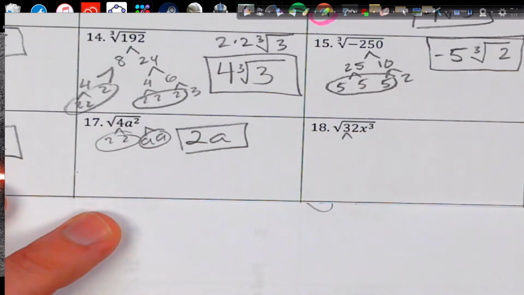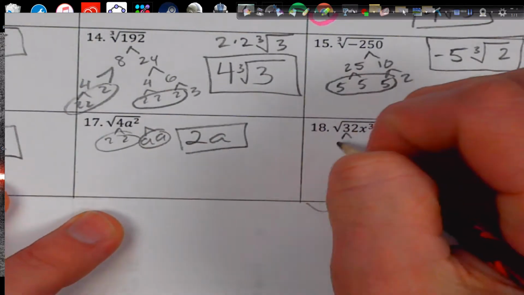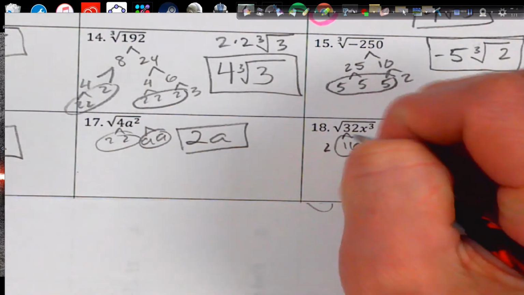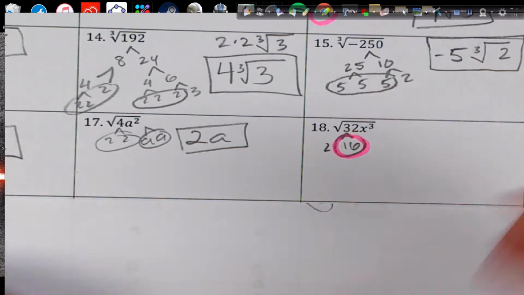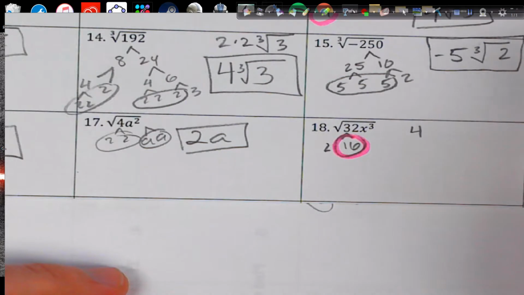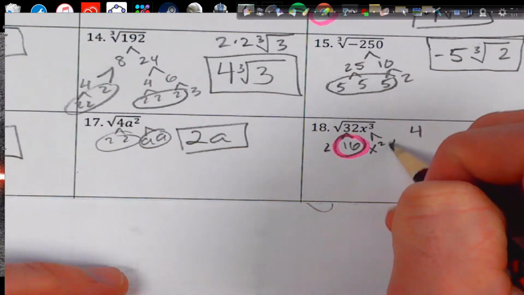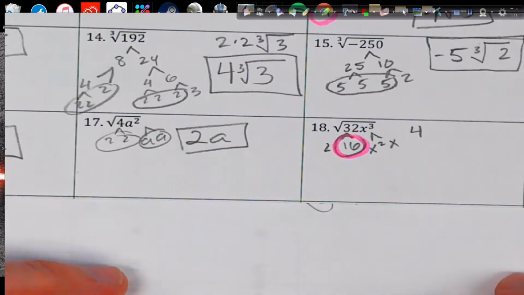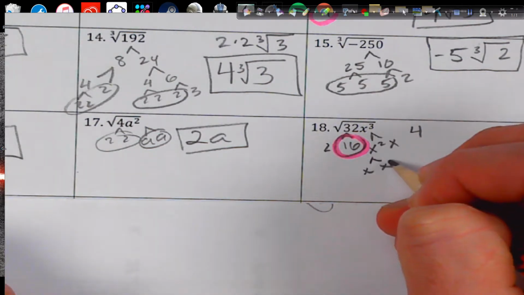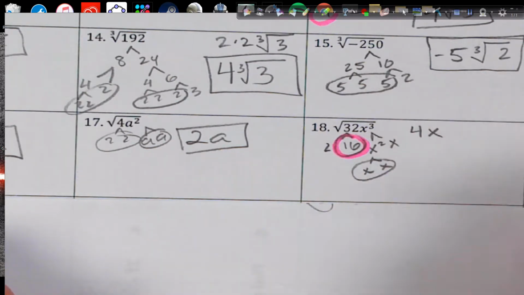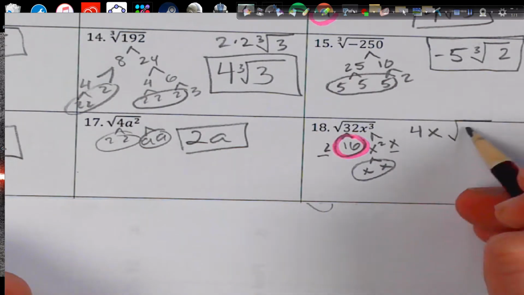32. I'm pretty sure 16 goes into 32, which is convenient because that would be a perfect square. So 16 is a perfect square, which means a 4 will pop out. Okay. And x squared times x would make x to the third, and x times x makes x squared, so we have a set of x come out, and I have a 2 and an x left over that stays behind.